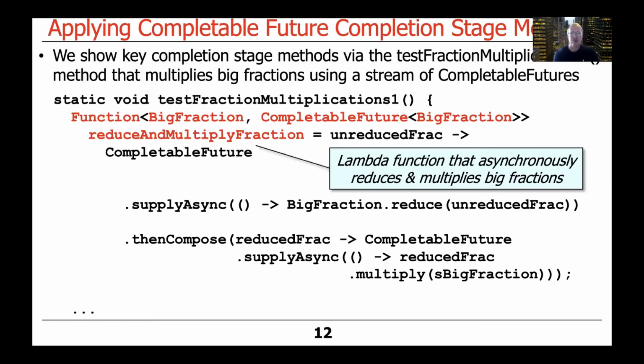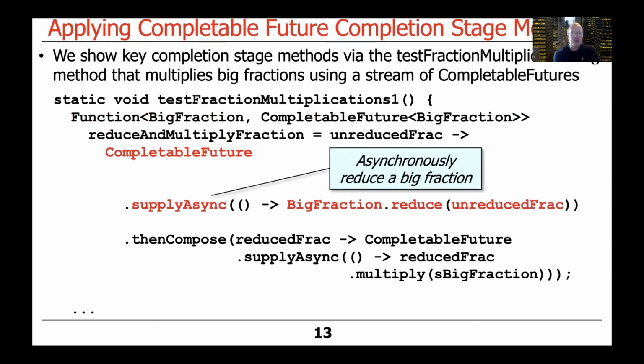This should also help you with some of the programming assignment number 3 decisions, because you'll see how you can use different variants to accomplish this task. So the purpose of this lambda function is to asynchronously reduce and then multiply these gigantic random big fractions. So the first thing we're going to do is use the supplyAsync method, and we're going to asynchronously reduce a big fraction.